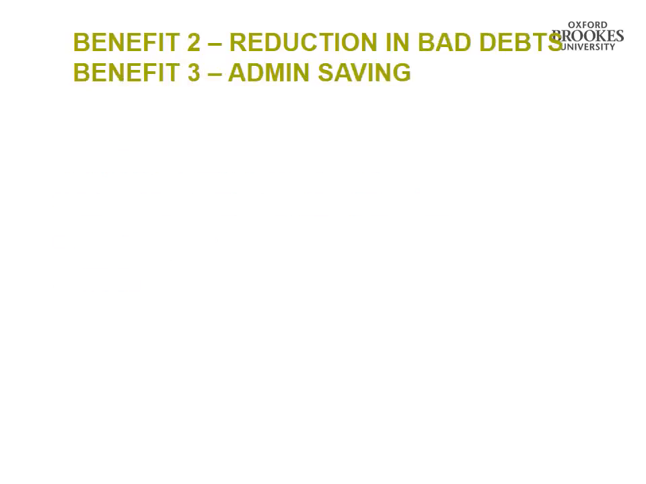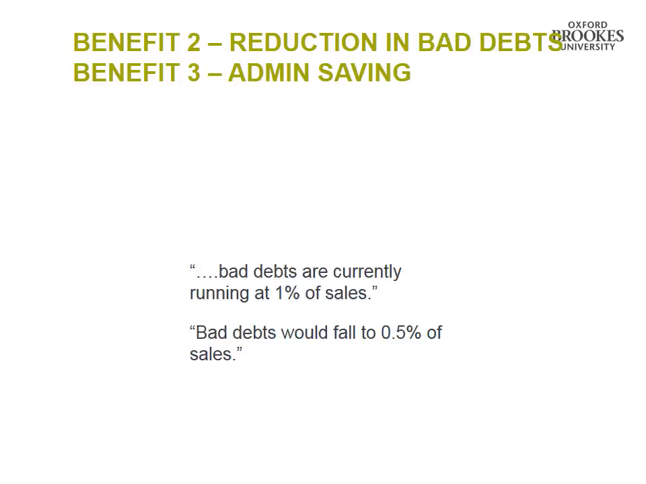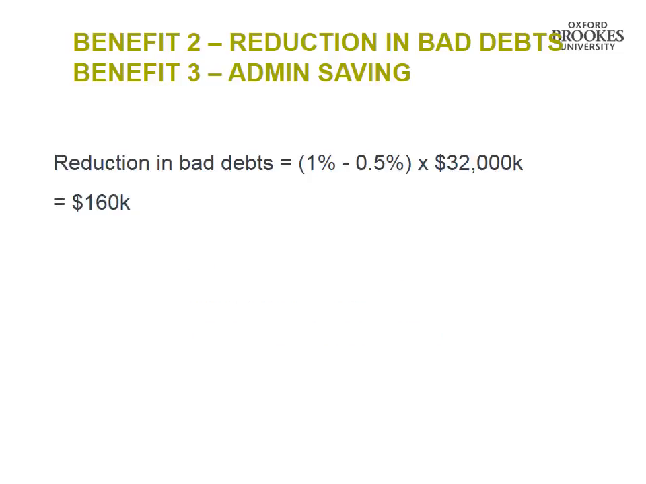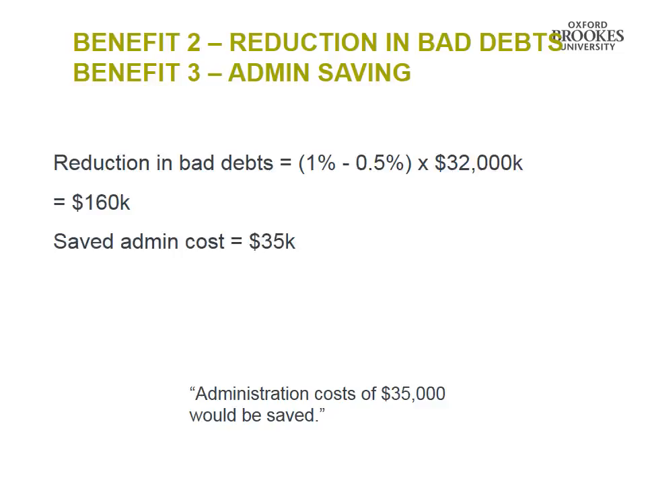Let's move on to benefit number 2, which was reduction in bad debts, and also we'll do the admin saving as well on this slide. So bad debts are currently running at 1% of sales, and bad debts would fall to 0.5% of sales. Okay, so the reduction in bad debts is the difference between those two numbers, 1% minus 0.5%, times our sales figure of 32 million, and that gives us a saving of 160,000. Let's move on to the admin saving, and that's again very straightforward. The question says that admin costs of 35,000 would be saved, so the saved admin cost is 35k.